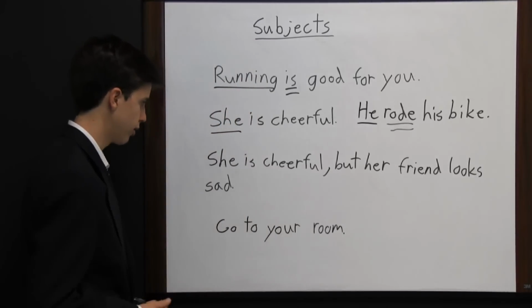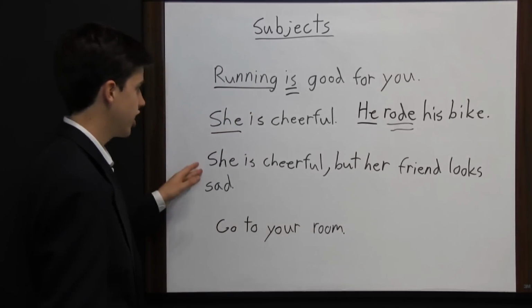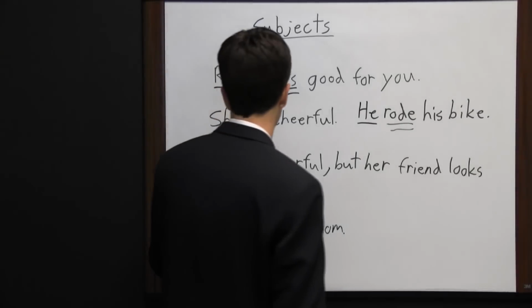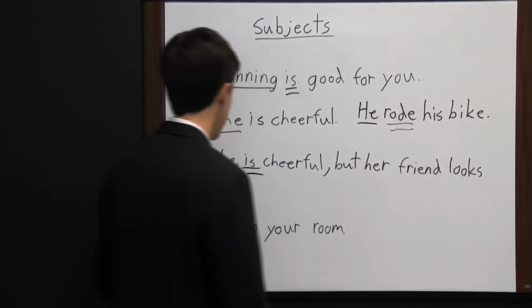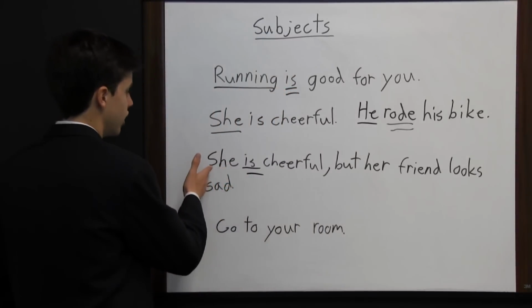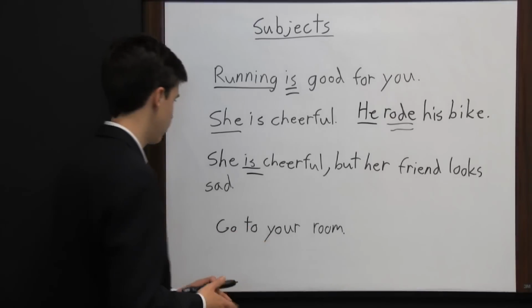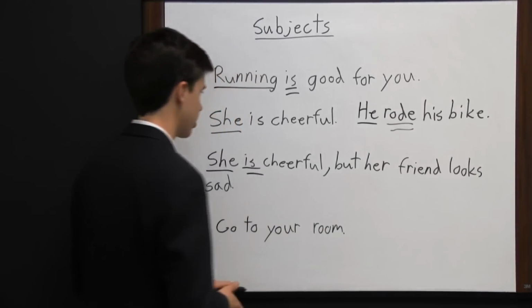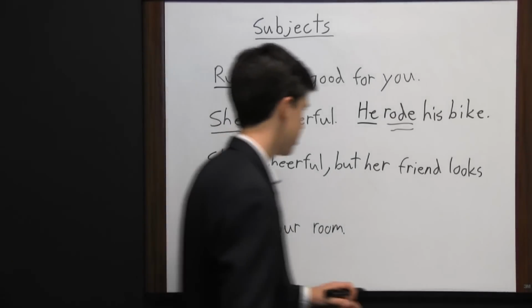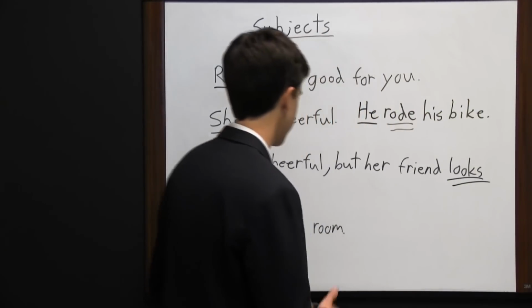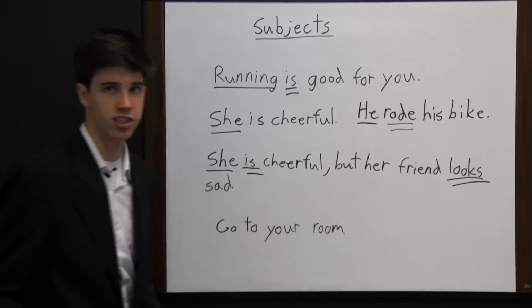Now this is going to get a little bit more complicated. She is cheerful, but her friend looks sad. So right here you see a verb, and then, okay, who is cheerful? She is cheerful. She is the one doing the action in the sentence, and that's being cheerful. So she is the subject. Now you look down here and you see another verb, looks. So what's the subject over here? Can there be two subjects in a sentence?